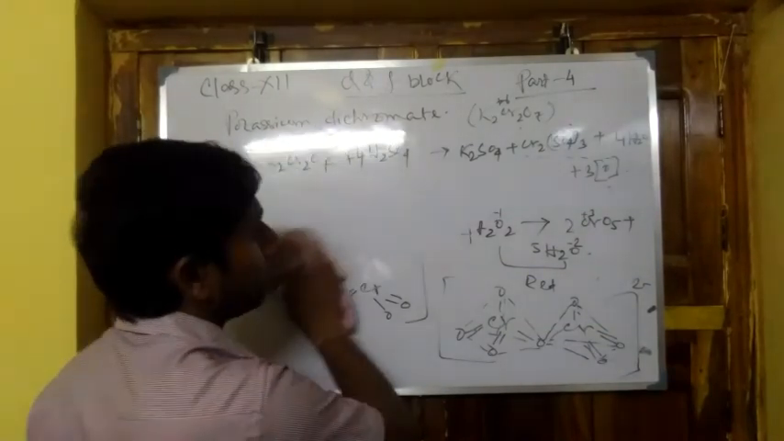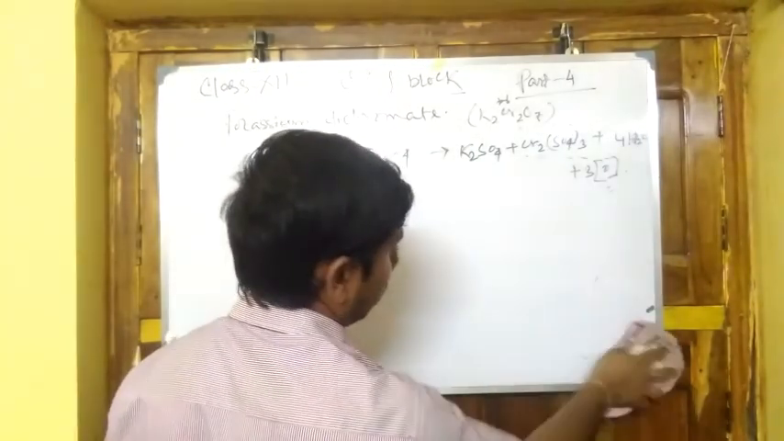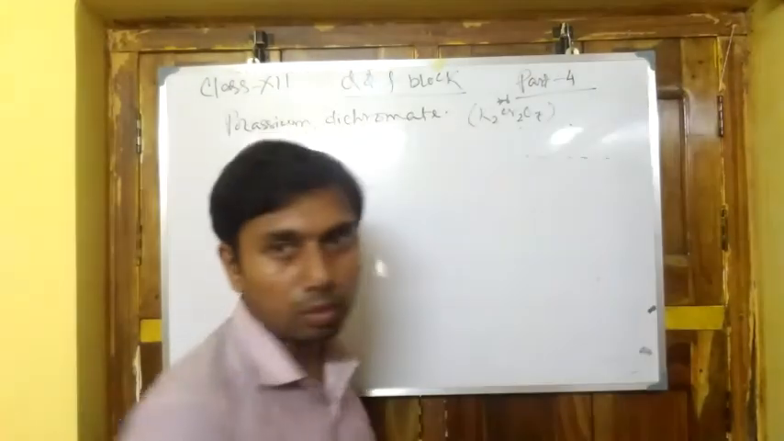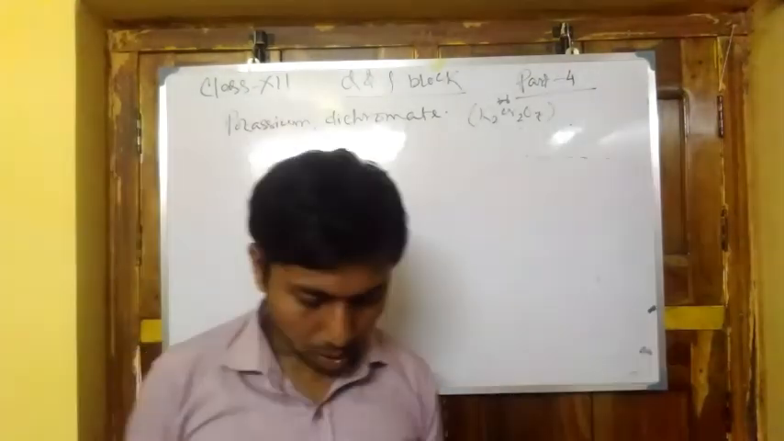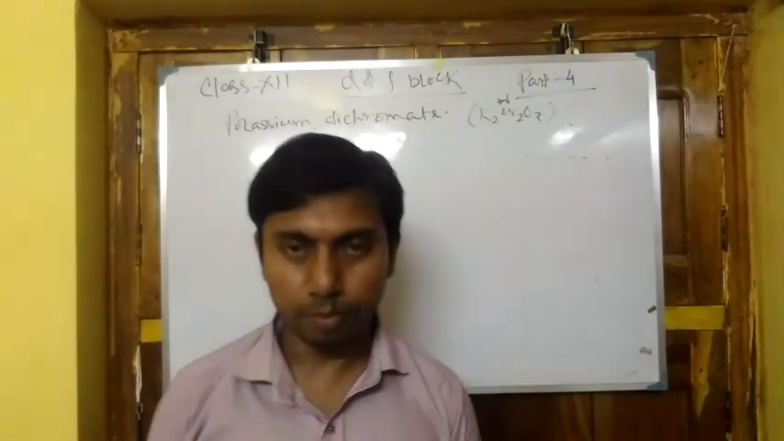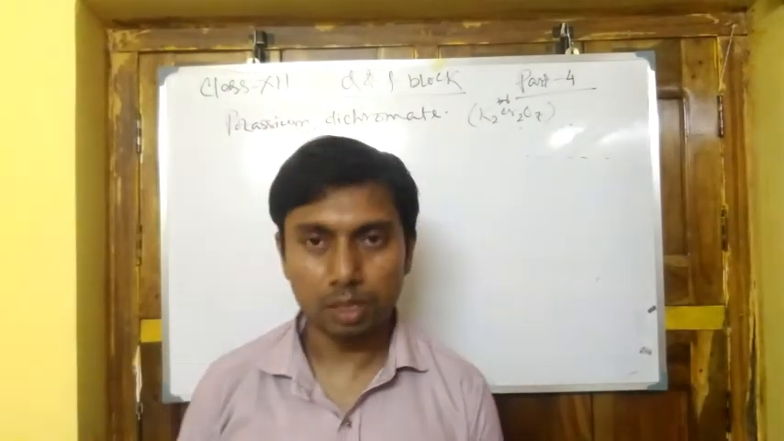So this is all about sodium and potassium dichromate. In the next class, I will discuss the preparation of permanganate. Thank you.